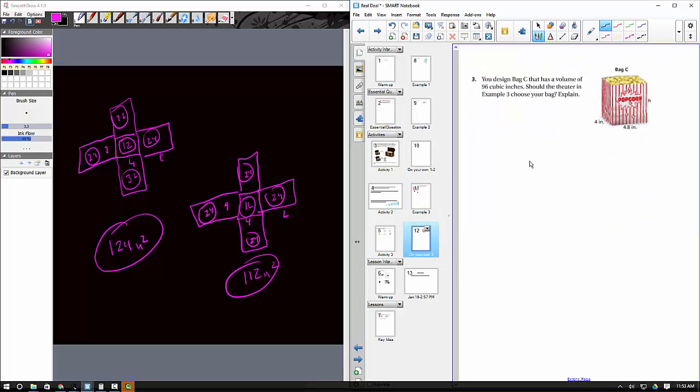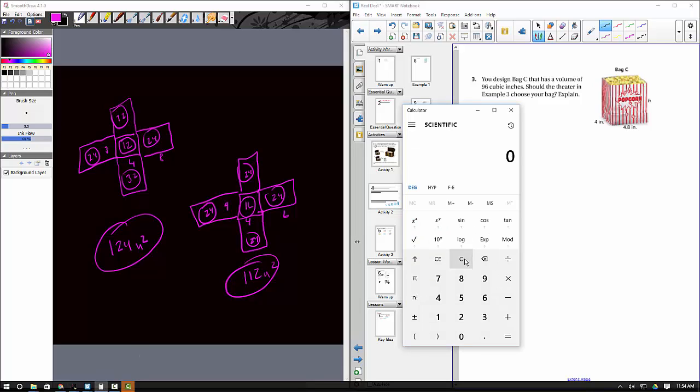And then finally, this one here, it says now you can design bag C. And it has a volume of 96 as well. Should the theater use this one? So I have my 4 by 4.8 times h. So go through here, try to draw a net, figure out the surface area, right? You have to first of all determine what the actual h is equal to. And the way that I do that is I just multiply 4 times 4.8, and I get this 19.2, right? So that's what this is so far. So I'm going to have 96 divided by 19.2. And I have 5, so the height is 5.